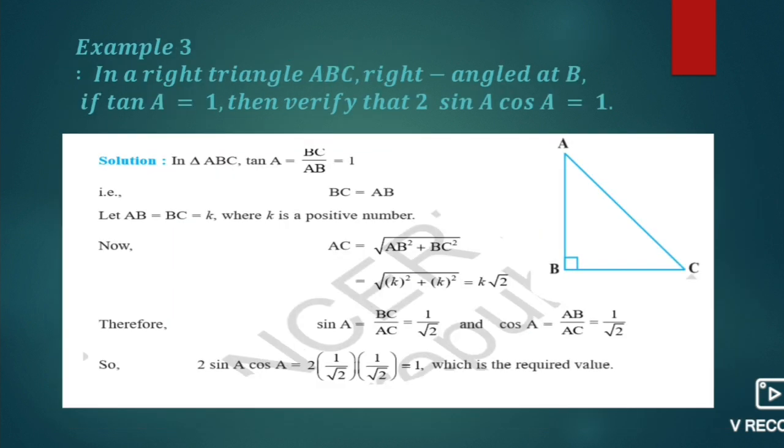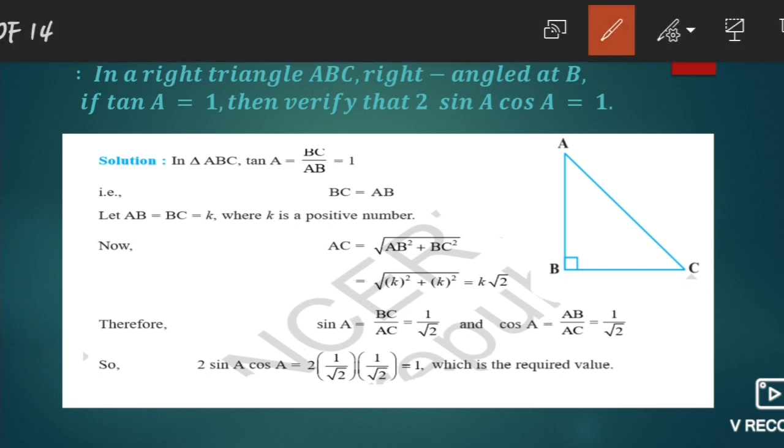Now next example. Next example is in a right angle triangle ABC, right angle at B, if tan A is equal to 1, verify that 2 sin A into cos A is equal to 1. This question and example number 1 are very similar, right? There tan A was given as 4 by 3, here tan A is given as 1. So you can write tan A is equal to 1.